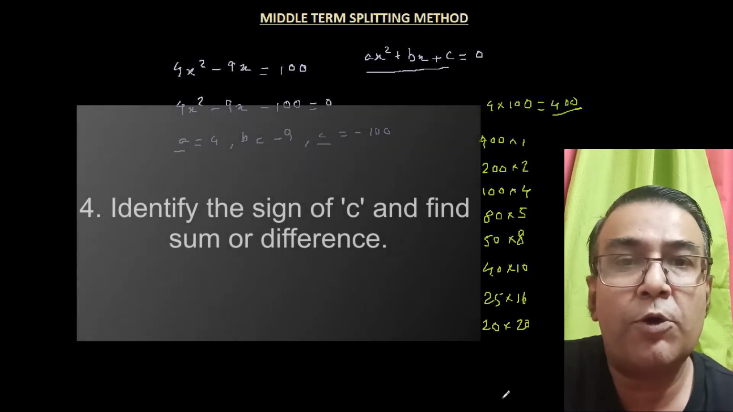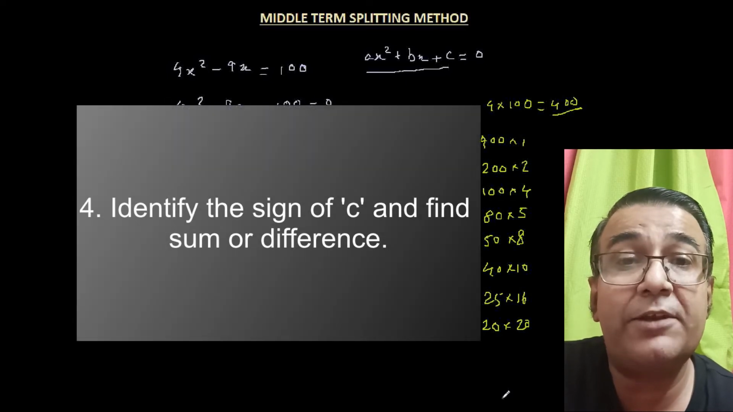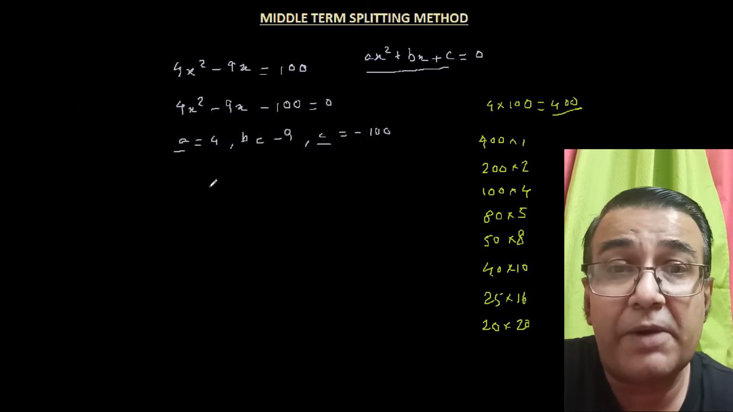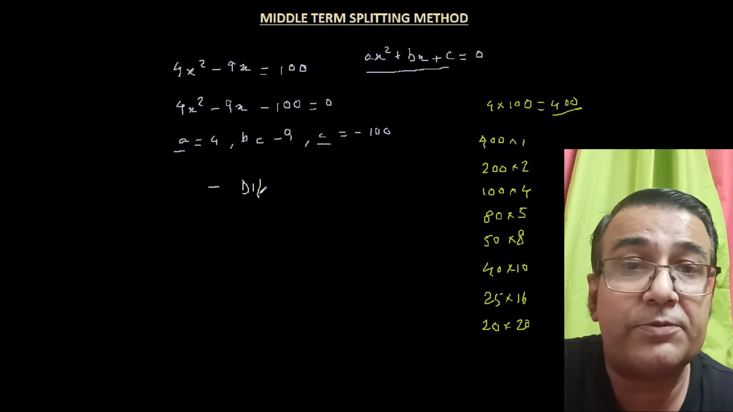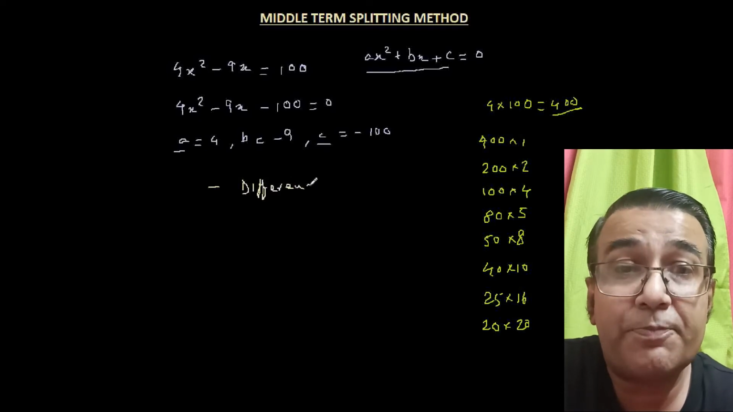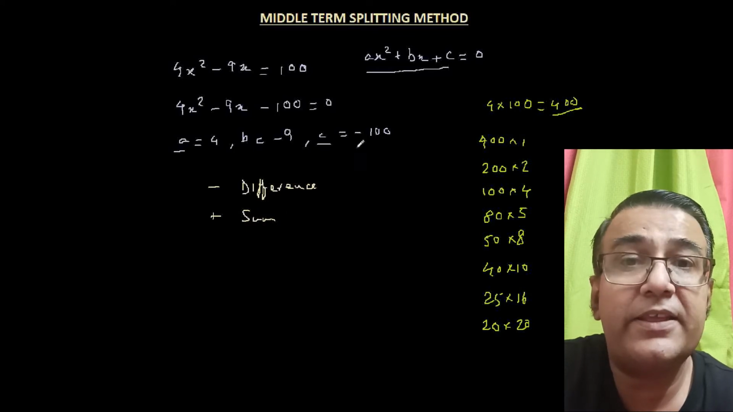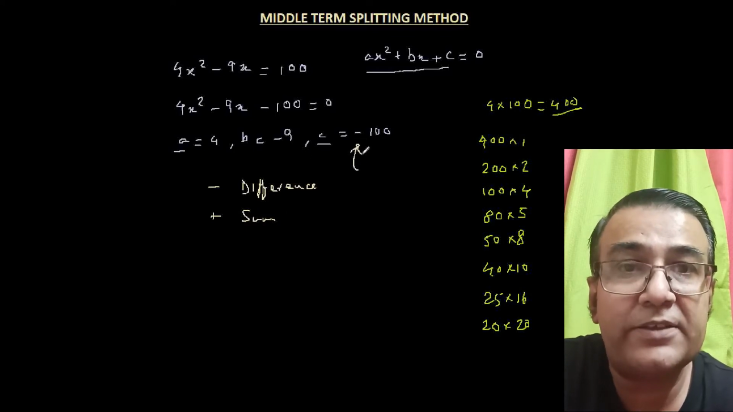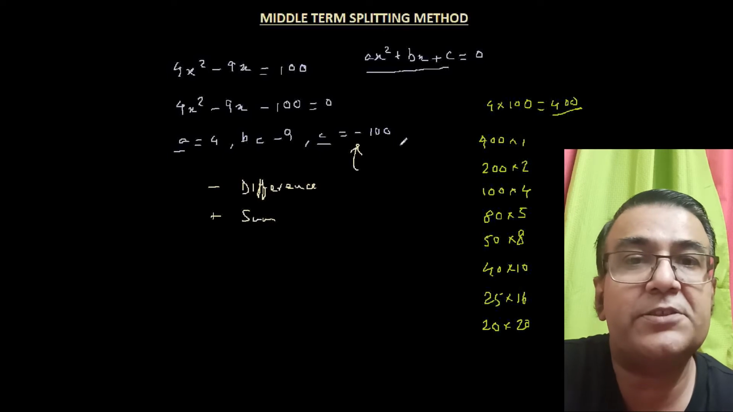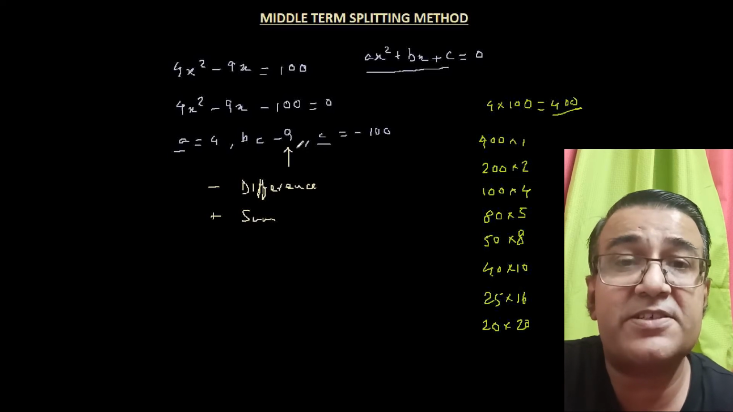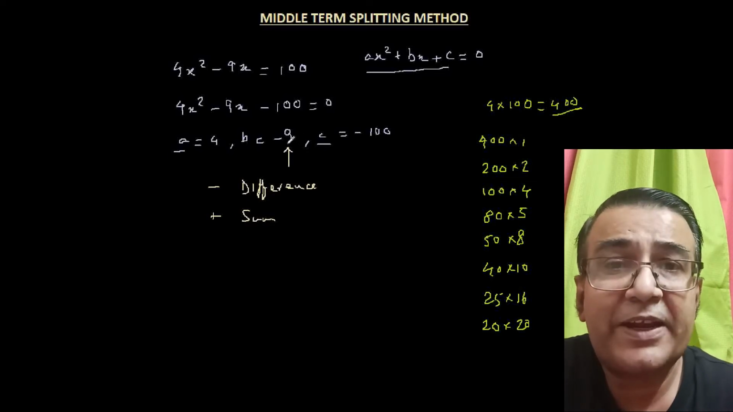And step number 4 is to identify the sign of c. What is the sign behind the coefficient of c? In this case, it's a minus. If it's a minus, you are going to find the difference of the two factors. If it's a plus, you are going to find the sum of the two factors. Like I said, in this case, we have got c as minus, so we are going to find the differences of these factors. And we are going to choose those factors in which the difference is equal to b. So let's find the difference.